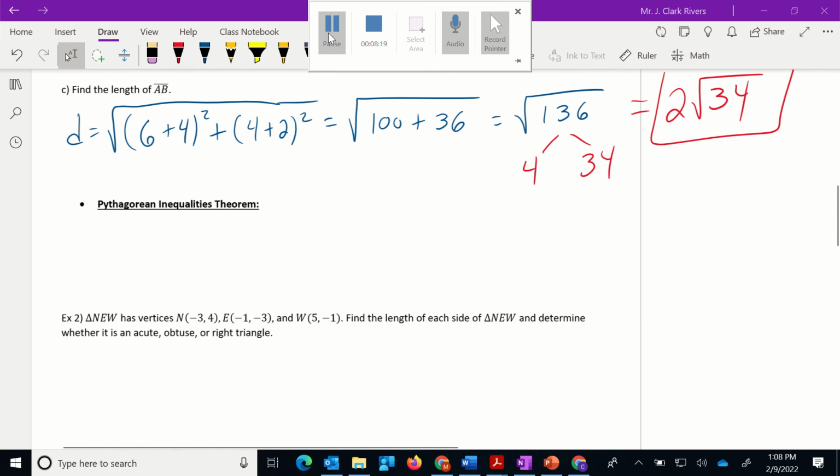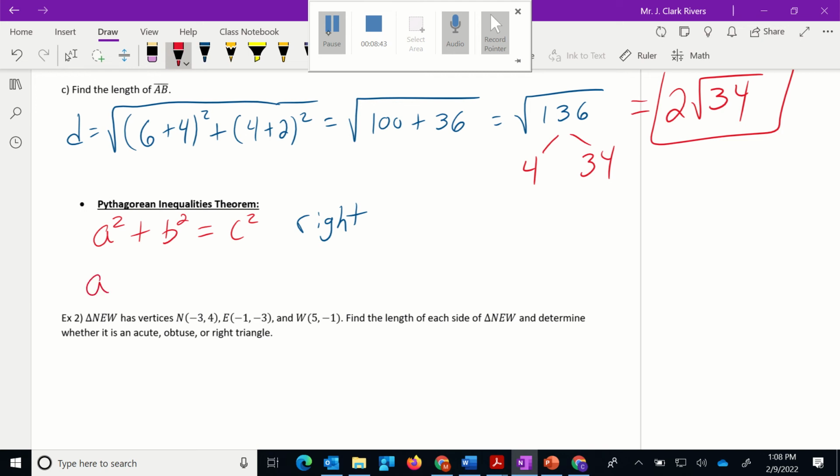Let's talk about the Pythagorean inequality theorem. The Pythagorean theorem, we learned about that last class. A squared plus B squared is equal to C squared. So if this is true for a triangle, then that's a right triangle. The Pythagorean theorem only holds true in a right triangle.